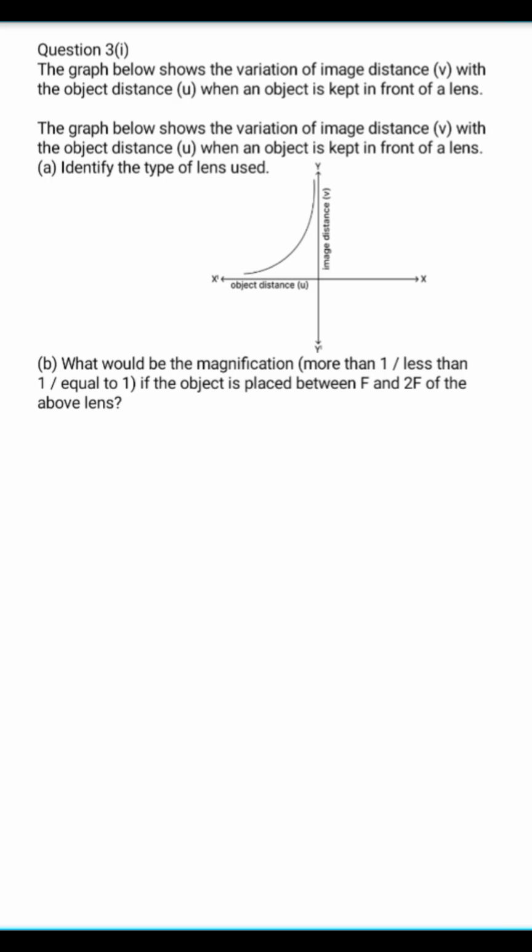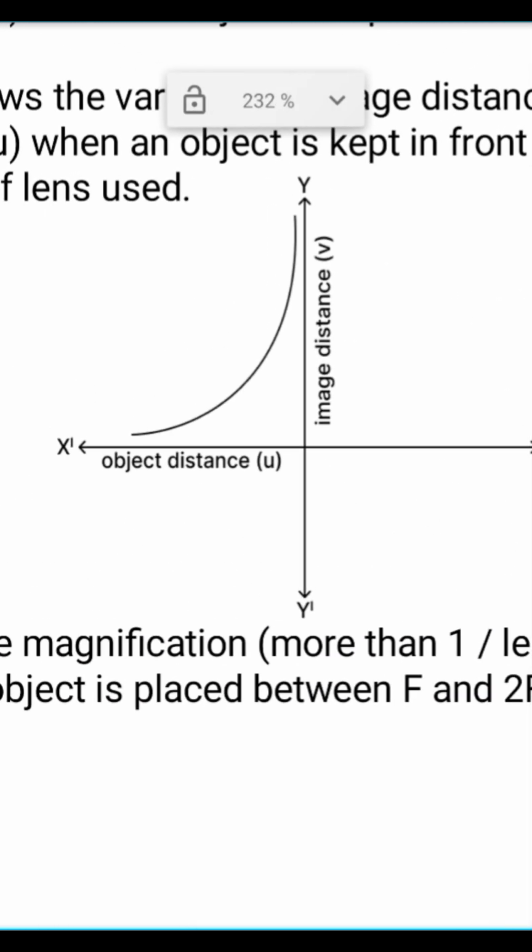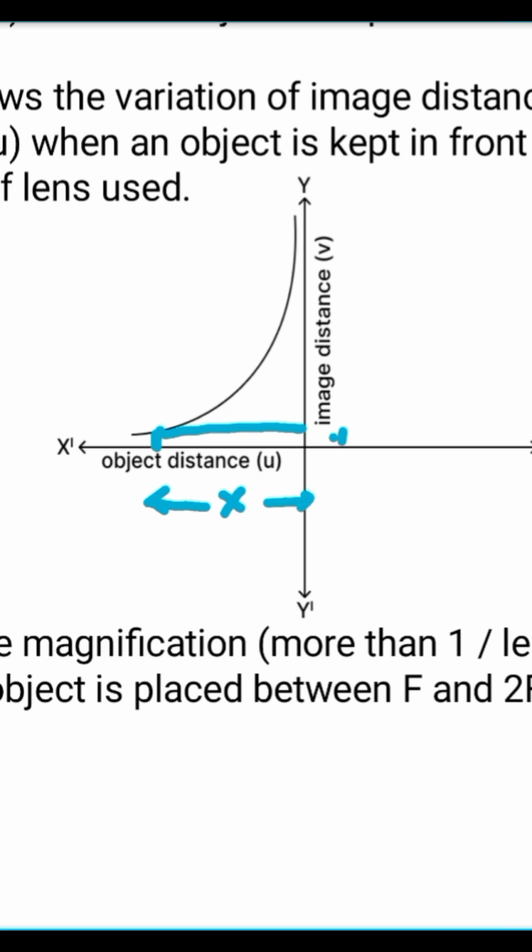So we can do this first, but we have to identify the lens, and then the second question will become very easy. So what do we see? The object distance and the image distance are inversely proportional to each other. How do we understand this? Let me just zoom into the image. Let's consider this object distance as x. Your image distance is this small distance. This is the image distance y.